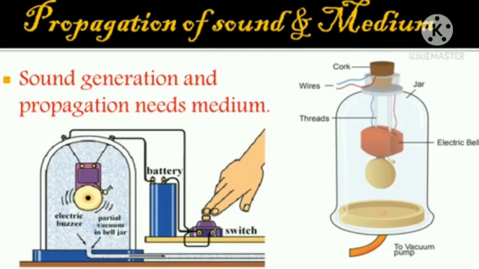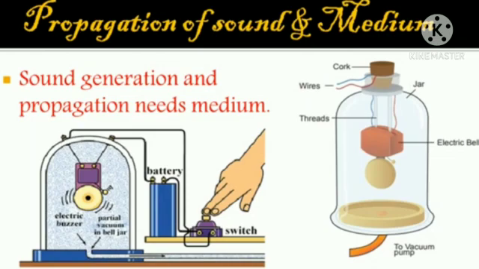Now we can see how the electric bell works. At the start of the experiment, the vacuum pump is off and the bell jar contains air. If the key to the electric bell is now switched on, the bell starts ringing, and the ringing can be heard from outside the bell jar. When the electric bell is switched on, at that time the bell starts ringing.